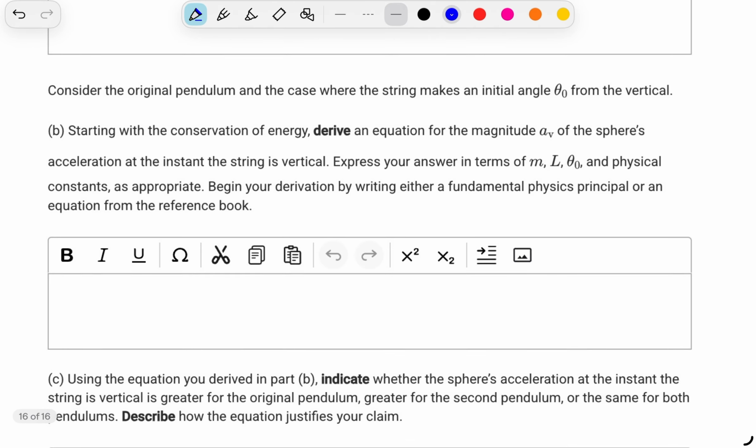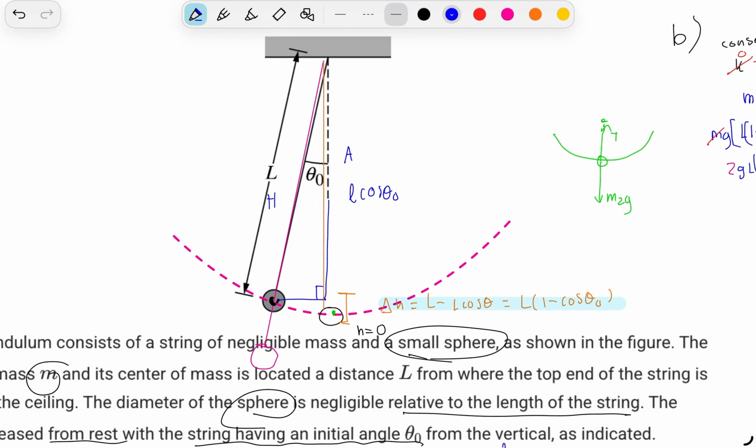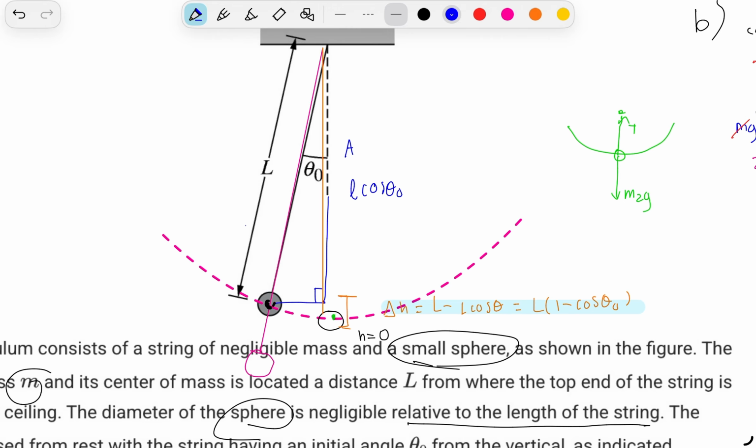Now, consider the original pendulum in the case where the string makes an initial angle theta initial from the vertical. Starting from conservation of energy, we want to derive an equation for the magnitude a_v of the sphere's acceleration at the instant the string is vertical. We want to express our answers in terms of these variables, and let's start with this. Our string, with length L, is the hypotenuse, and we can create a right triangle. If we draw that vertical there, we have a 90-degree angle. The vertical right here is our adjacent side. We can relate our hypotenuse and our adjacent side using L times cosine of theta.